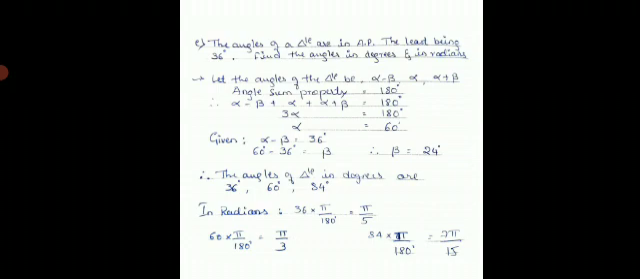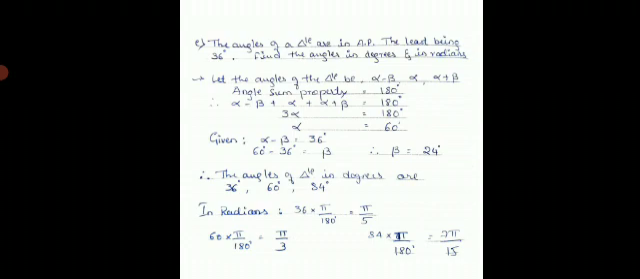Therefore, the angles of a triangle in degrees are nothing but substituting the alpha and beta values. We get the difference between alpha and beta is 36 degree, alpha is 60 degree, alpha plus beta is 24 degree. 24 plus 60 is 84.